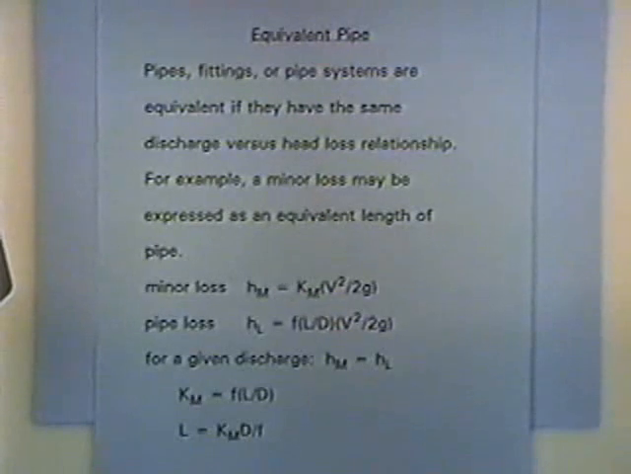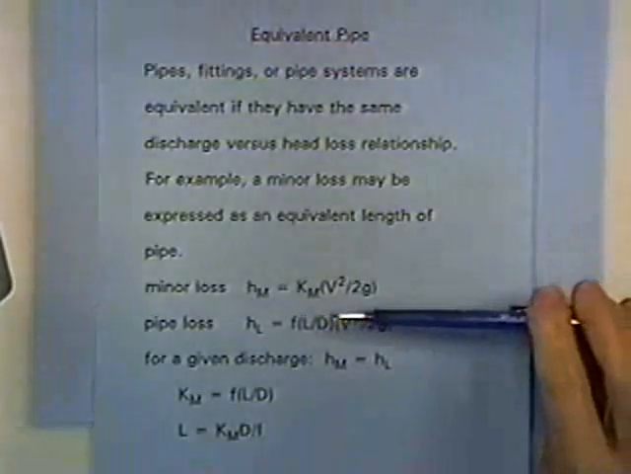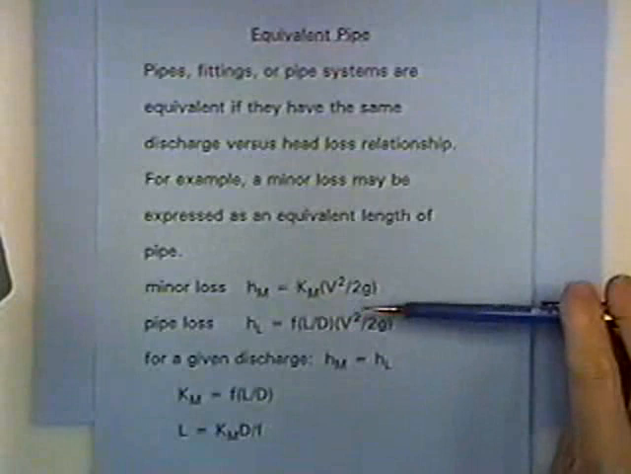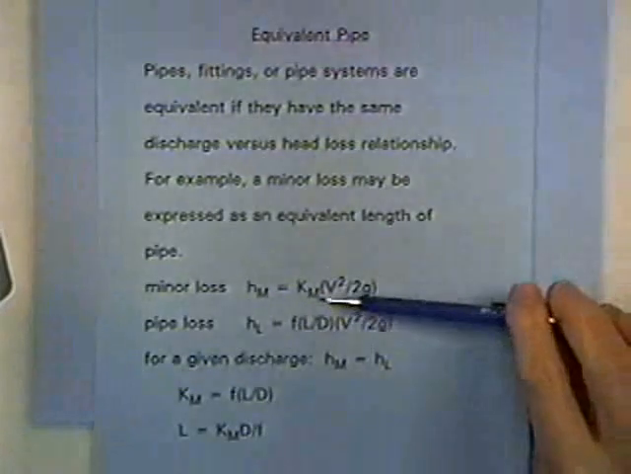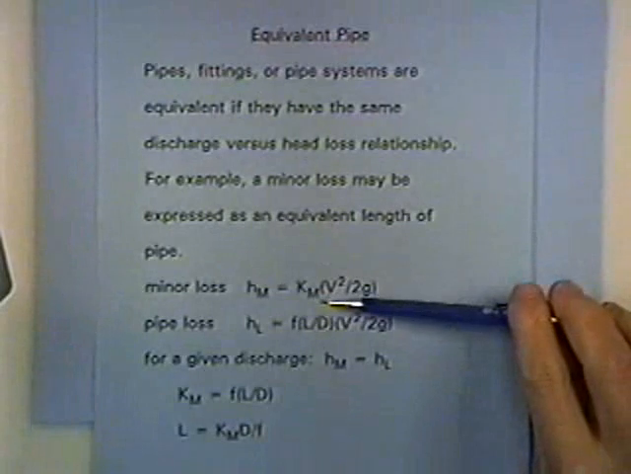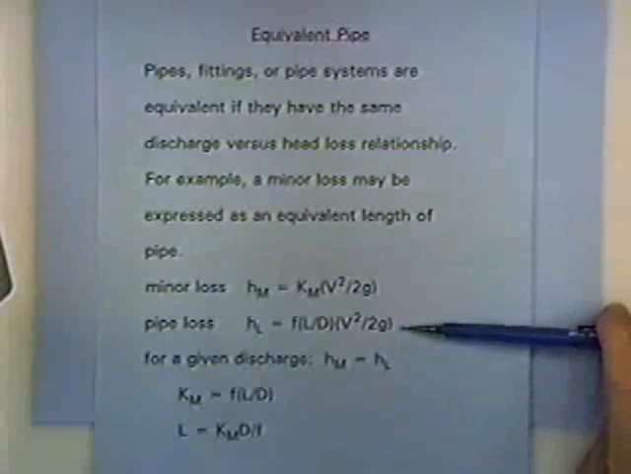And we can do that with minor losses. And so to do that, I've expressed minor losses, the head loss due to the valves, the fittings, the bends, the contractions, expansions, etc., as a loss coefficient associated with that fitting times the velocity head. And we've gone through this already.